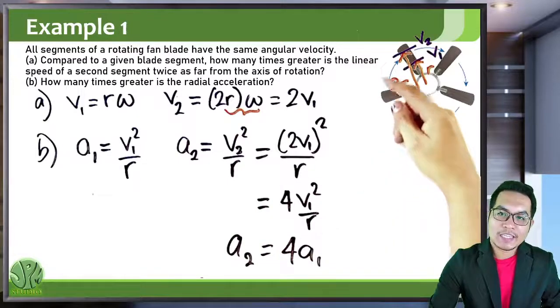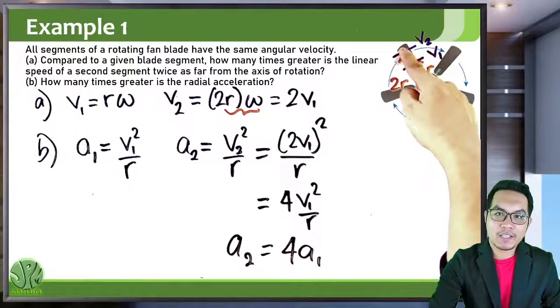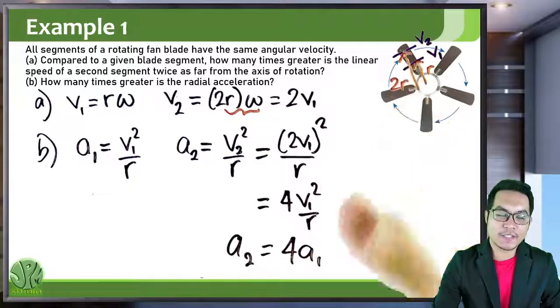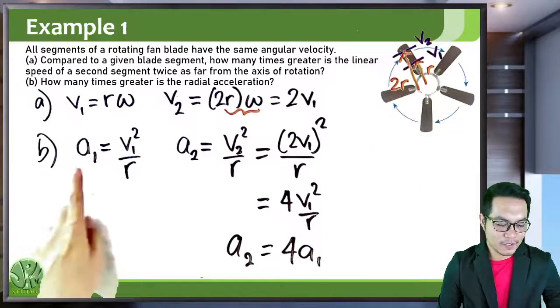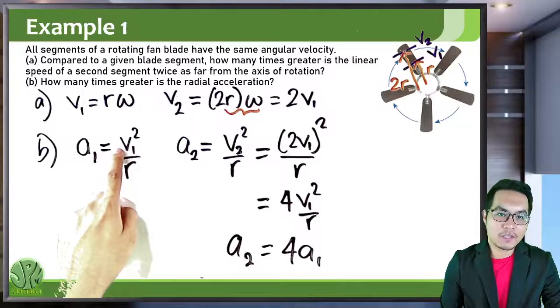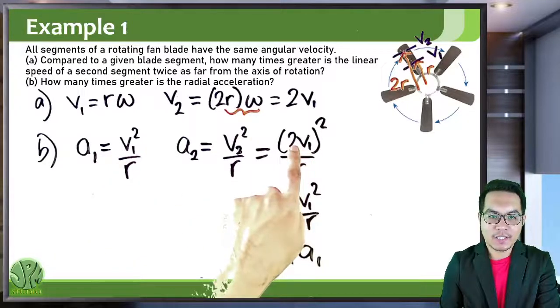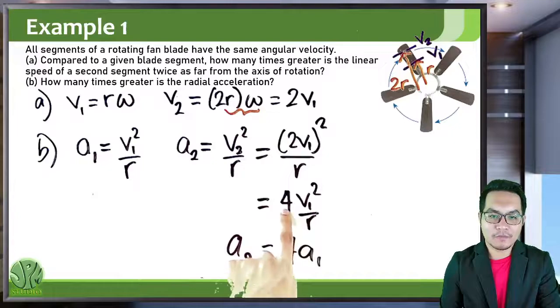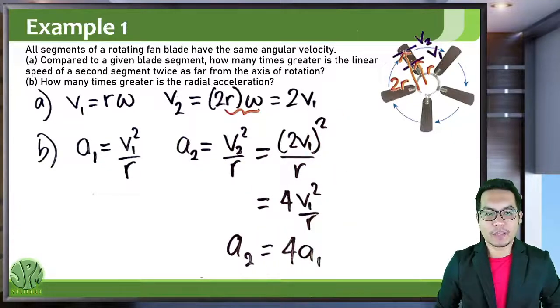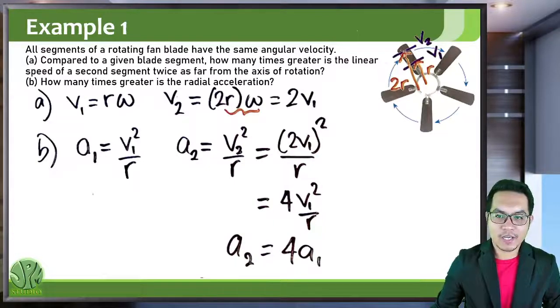So the radial acceleration of the second segment here is actually 4 times the radial acceleration of the first segment. That's because the radial acceleration depends on the square of the velocity. So if the velocity doubles, such as this, the acceleration will actually become 4 times, quadruple, because that is 2 squared. So it's basically an example of ratio and proportion.